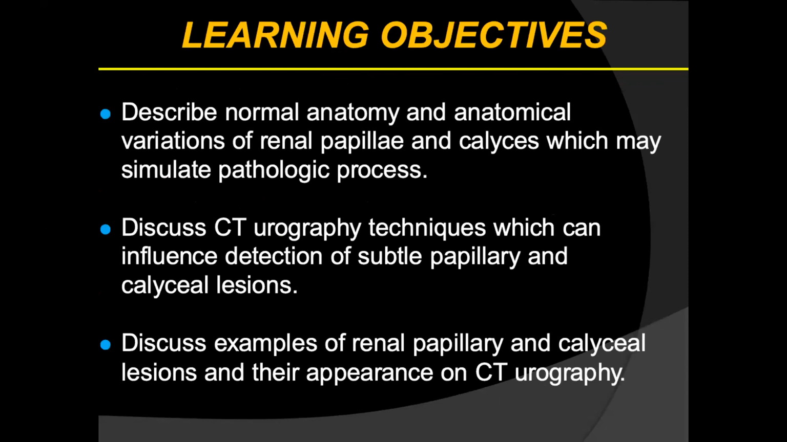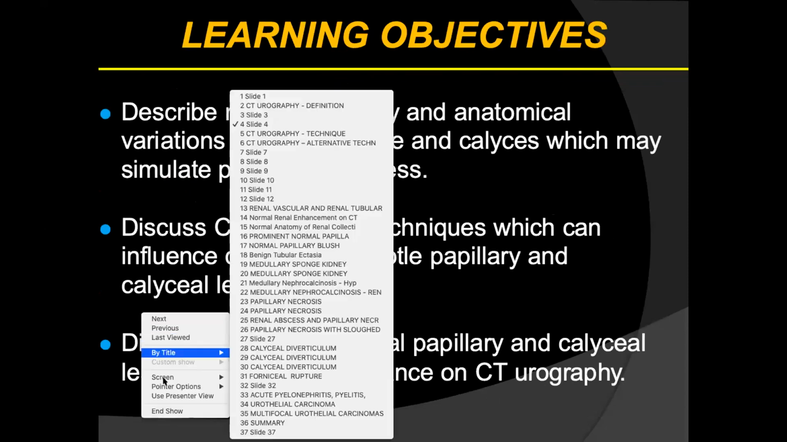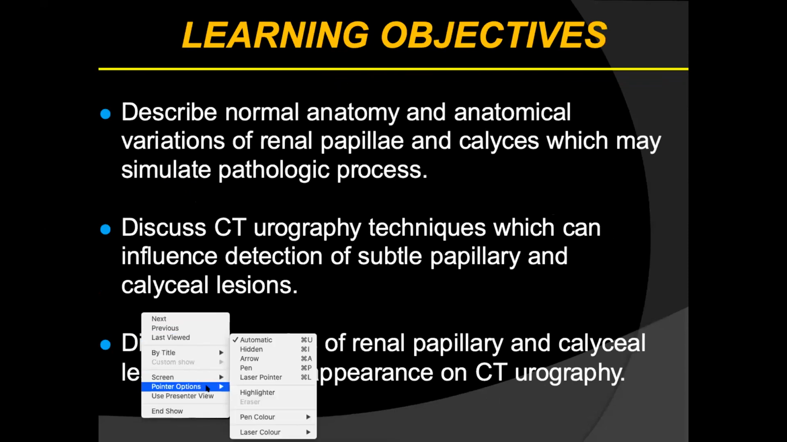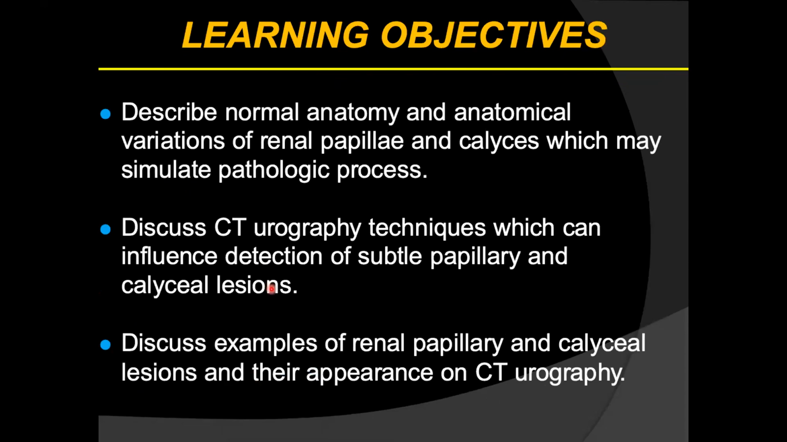Now, the learning objectives of this talk are, just a minute, let me get my pointer. We are going to describe normal anatomy and anatomic variations of the renal papillae and calyces, which may simulate pathological processes. We are going to discuss various CT urographic techniques which can help us in detecting subtle papillary and calyceal lesions. And we are going to discuss a few examples of renal papillary and calyceal lesions and their appearance on CT urography.